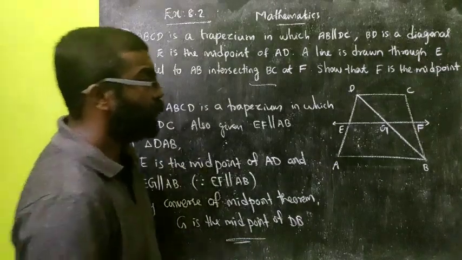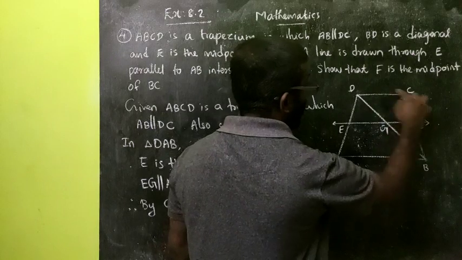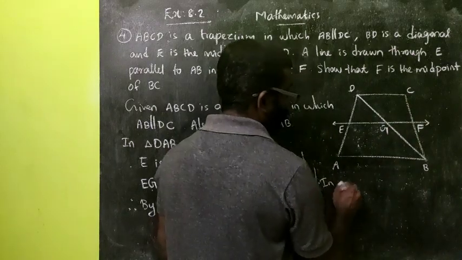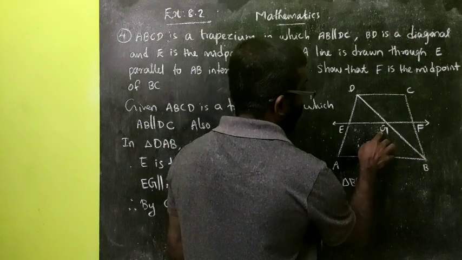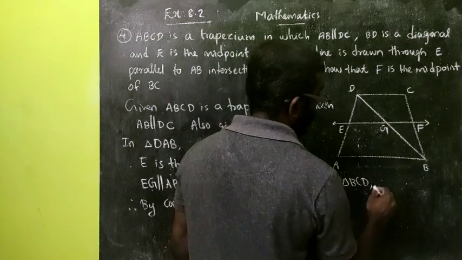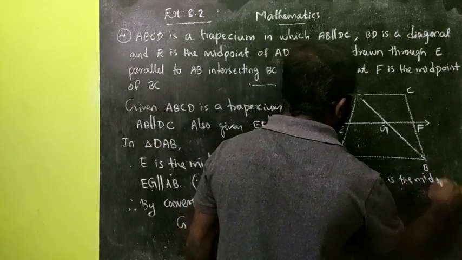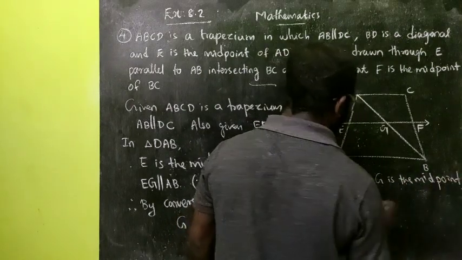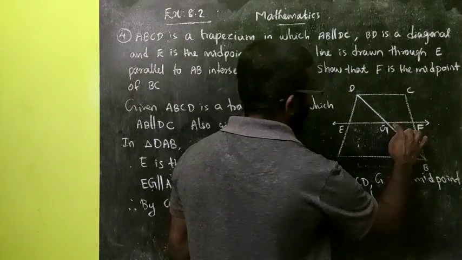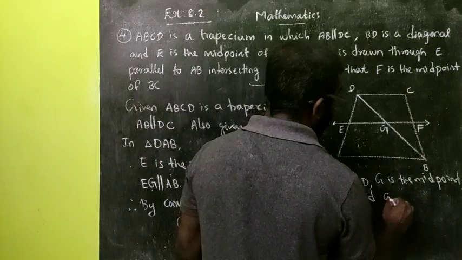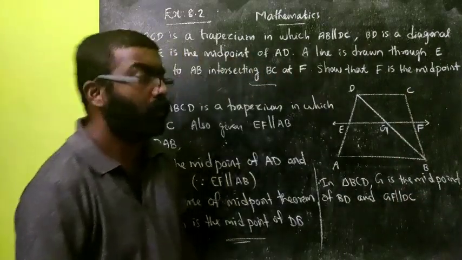Now we can consider the triangle BCD, this one BCD. So in triangle BCD, we have proved that G is the midpoint of BD, and we can say GF is parallel to DC. Why?